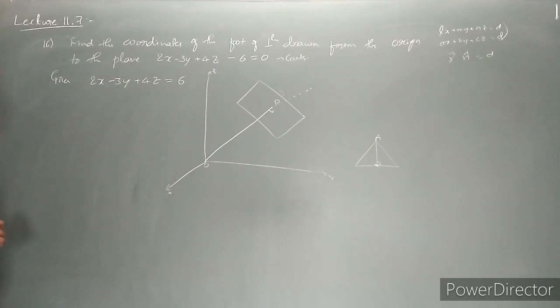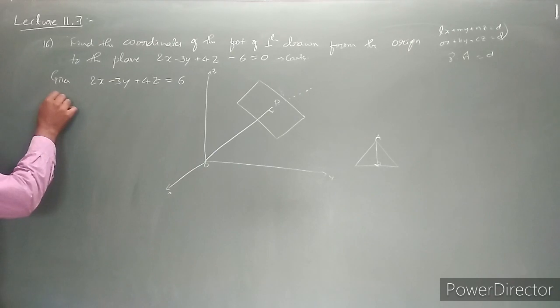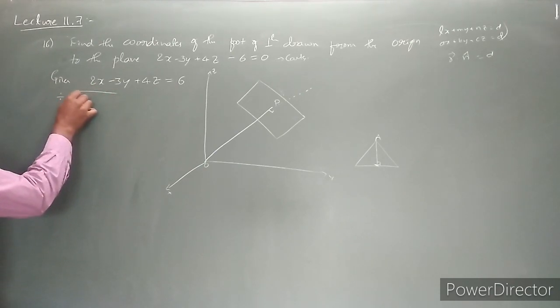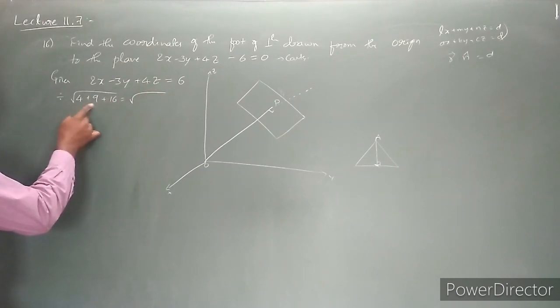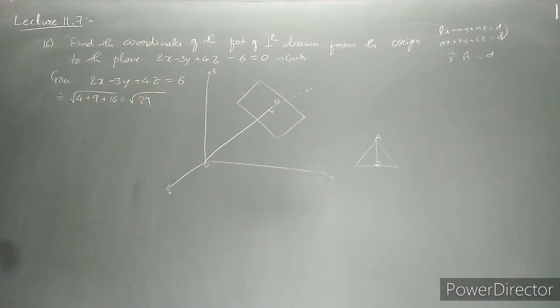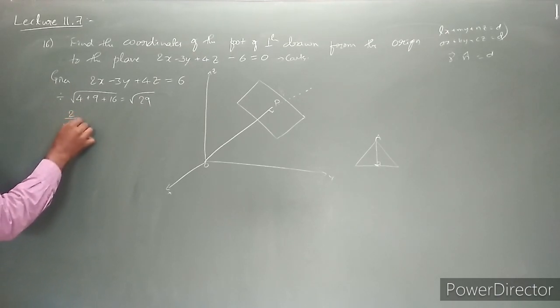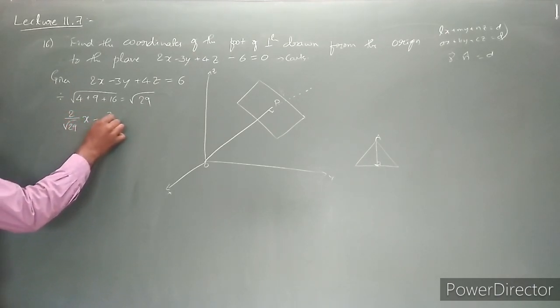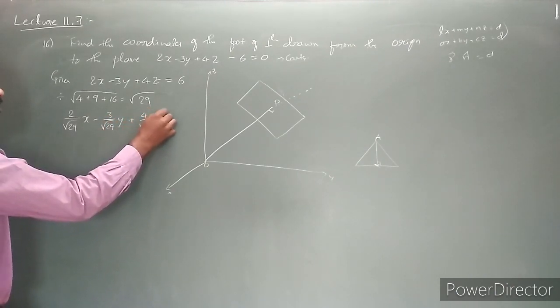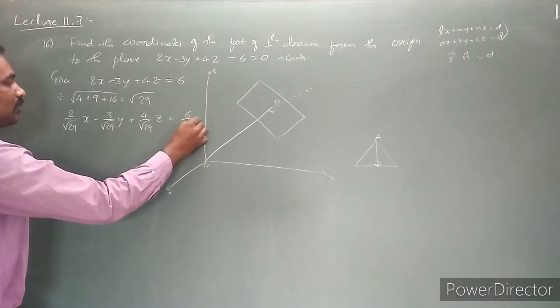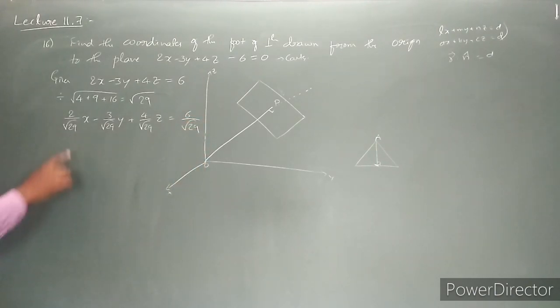l, m, n: lx plus my plus nz is equal to d. So this is not a unit vector. What I will do is divide by root of 2 square plus 3 square plus 4 square, which is nothing but root of 29. Dividing by root 29, what will we get? 2 by root 29 x minus 3 by root 29 y plus 4 by root 29 z is equal to 6 by root 29.